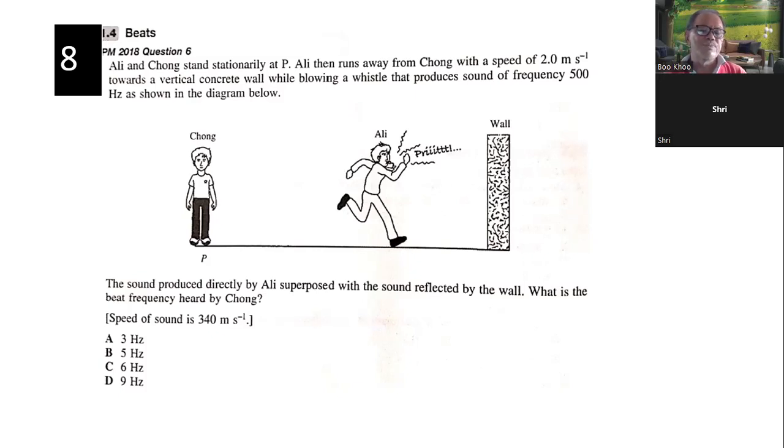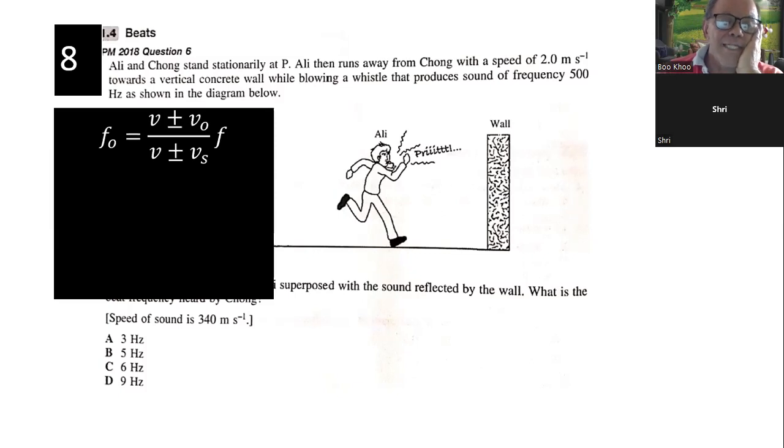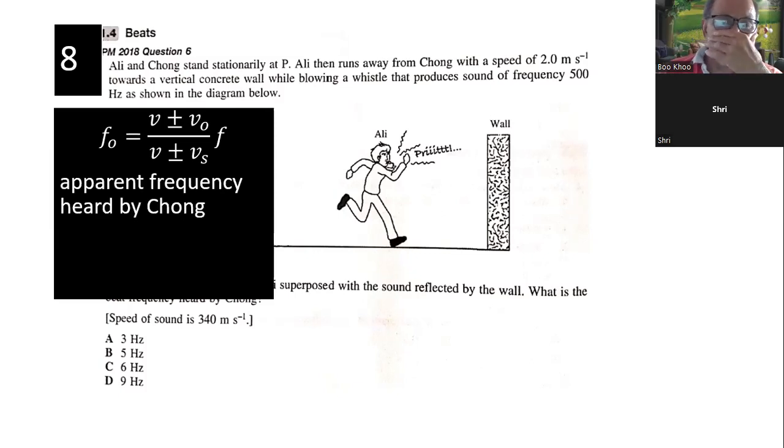Okay, what should I do? There are two frequencies, so the formula f = f0 v over v plus u. So first one 340 times 500 divided by 342. Where do you get 342? Combination of v plus u, the formula to use. Observed frequency, apparent frequency heard by Chong.